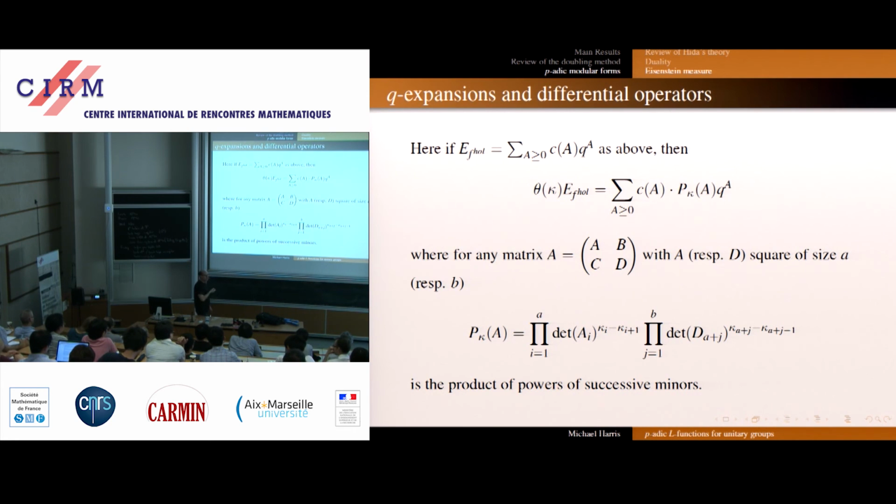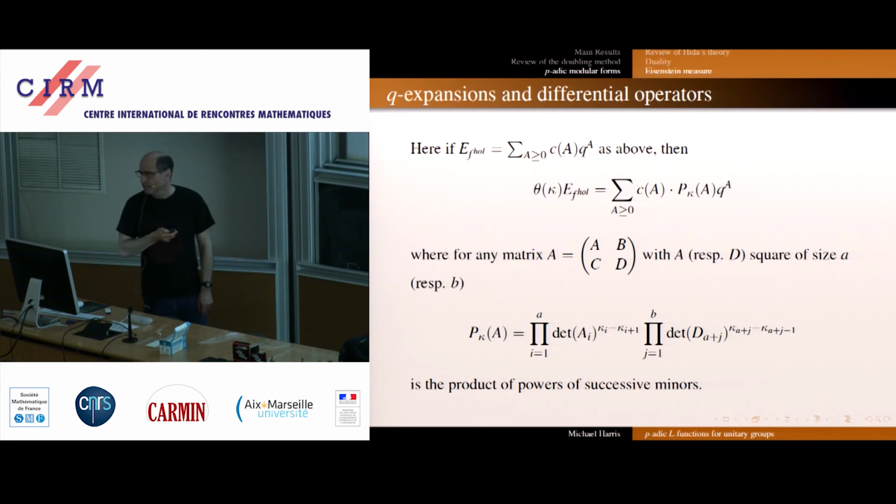And this formula is a well-known formula. It comes from the Schur-Weil formula, essentially. Classical invariant theory.